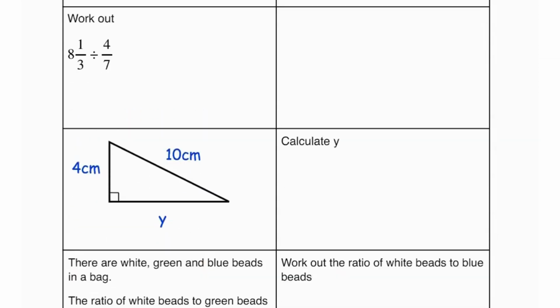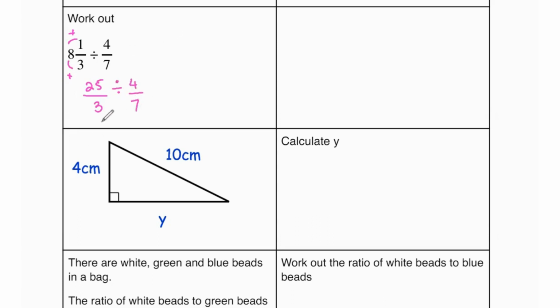Then it says work out 8 whole number 1 over 3 divided by 4 over 7. So first, let's convert the mixed number into an improper fraction. To do that, we will multiply the denominator with the whole number and then add the result to the numerator. So 8 times 3 is 24 and 24 plus 1 is 25. So 25 over 3 divided by 4 over 7.